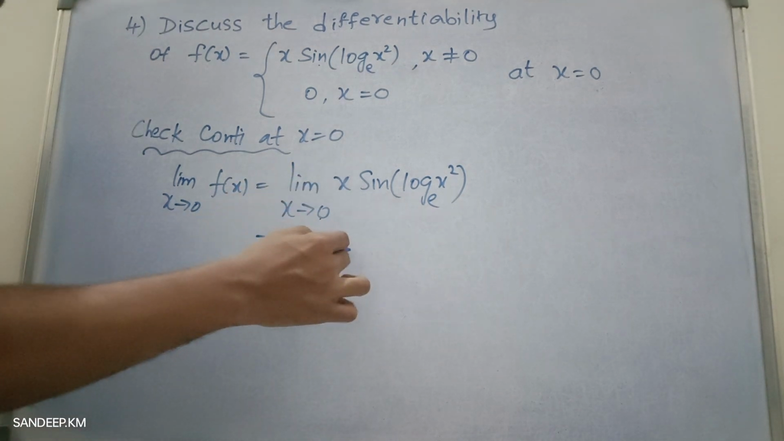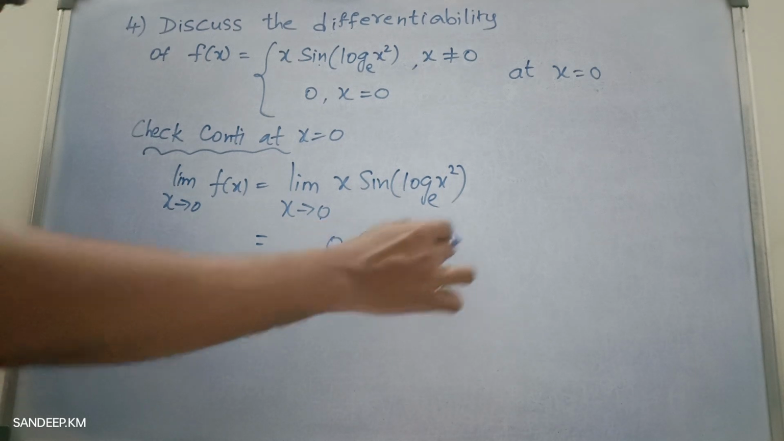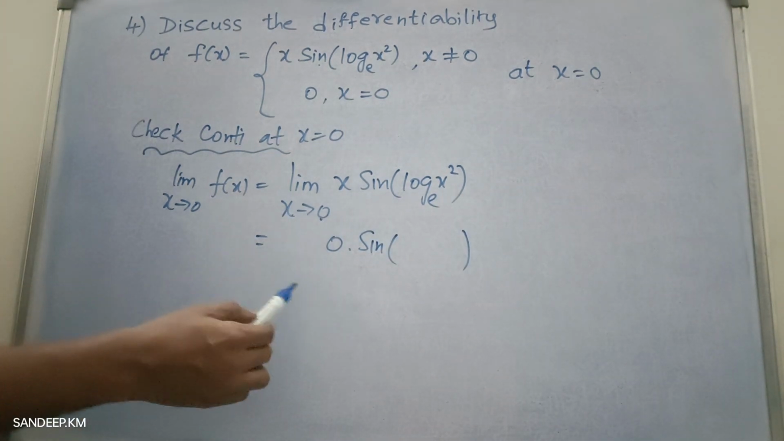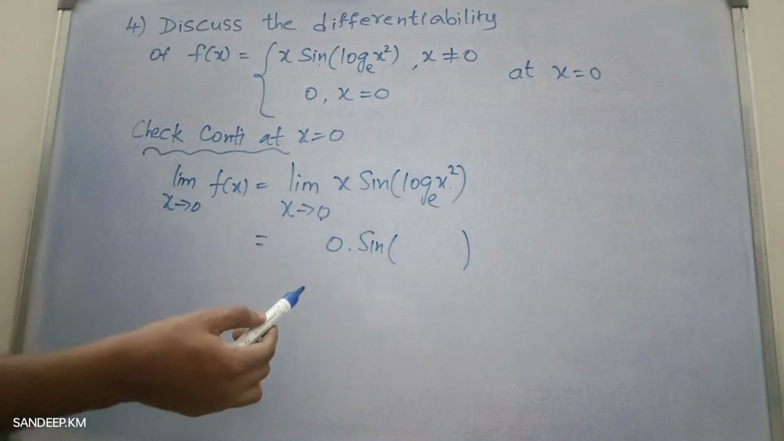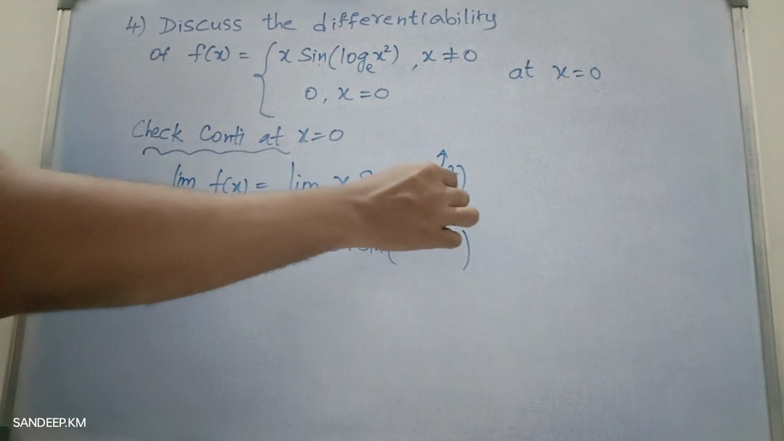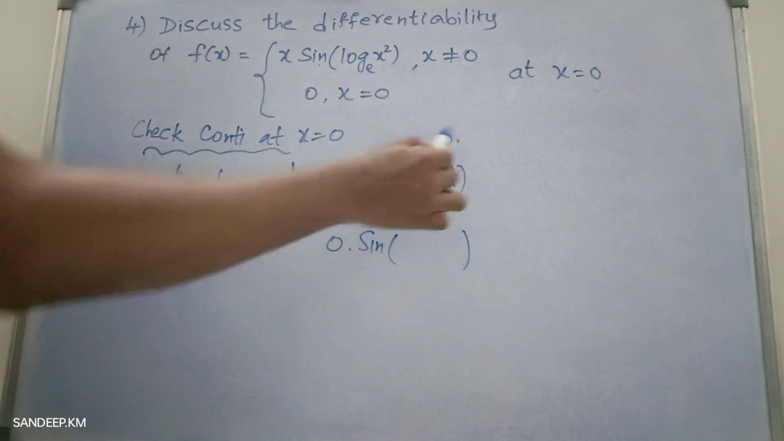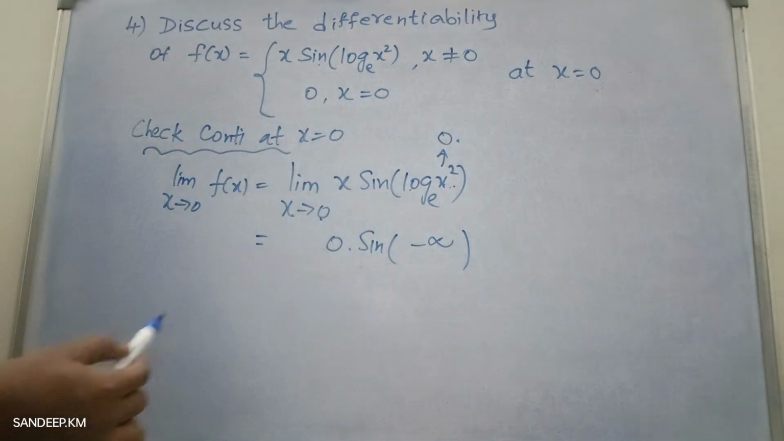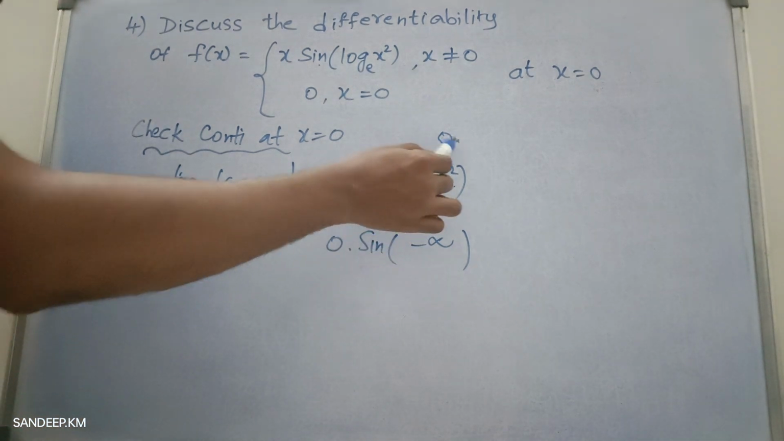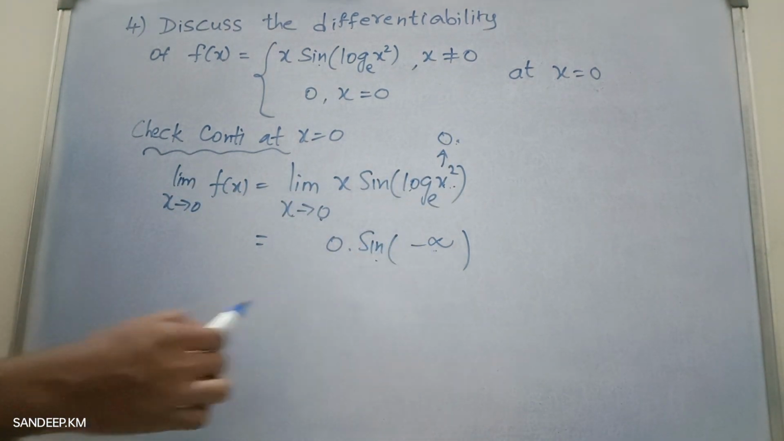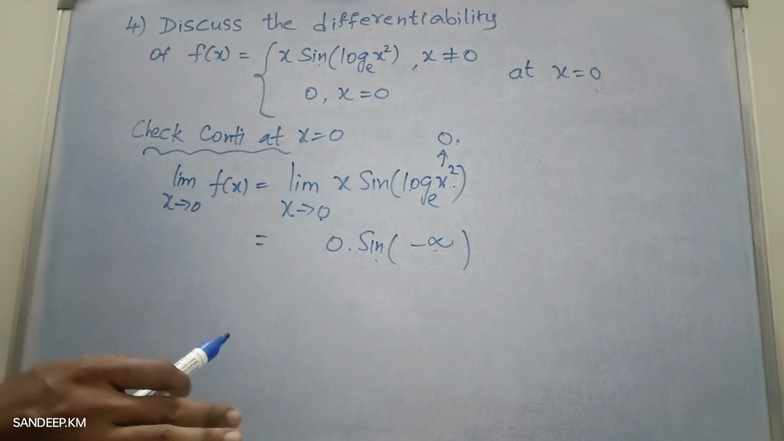I'll get 0 into sine of, please observe one thing, dear students. X is not exactly 0. X is only approaching 0 now. It is 0 point something. This is 0 point something whole square, which is 0 point something. And log of 0 point something is approaching minus infinity. And sine of minus infinity is not minus infinity.